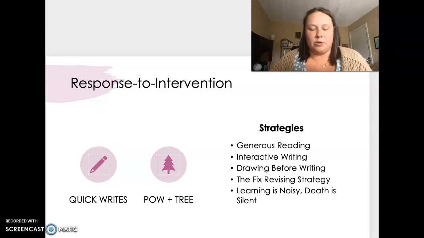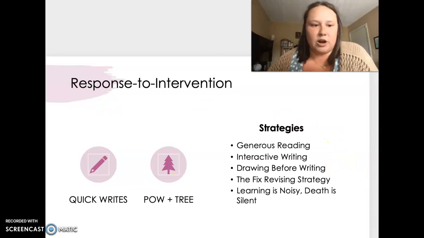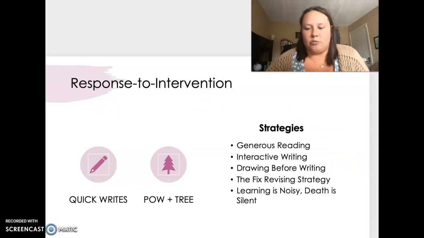that they need to make a fluent, effective paper. And then some strategies that students need to be focusing on if they're struggling readers and writers are generous reading, interactive writing, drawing before writing, and the fixed revising strategy, which just means focusing on essay elements, identifying problems, and executing those changes that need to be made. And then, learning is noisy, death is silent. So we need to make sure that they're working with peers to provide feedback. They should never be working silently during this process.